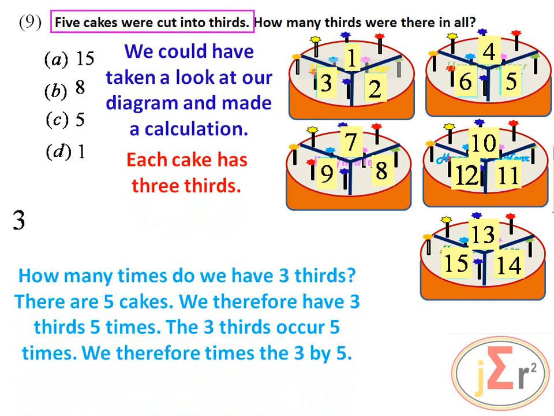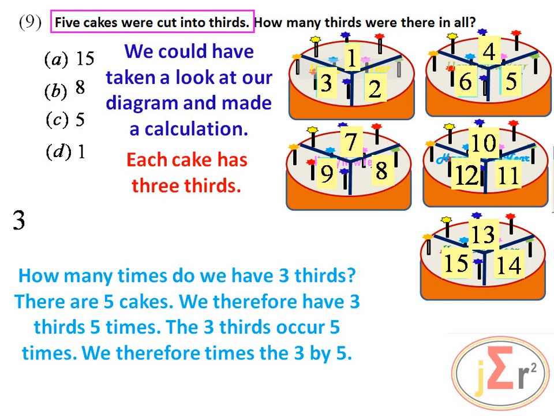How many times do we have 3 thirds? We are talking about 5 cakes. There are 5 cakes. We therefore have 3 thirds 5 times. We therefore times the 3 by 5. And that is what we use, a colloquial term, times. We times the 3 by 5, which means that we multiply 3 by 5.